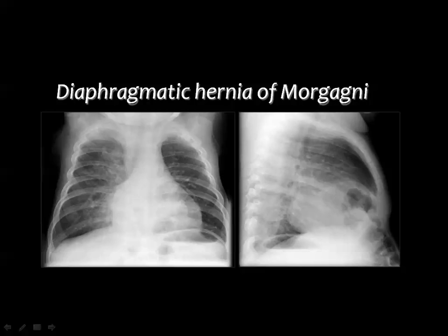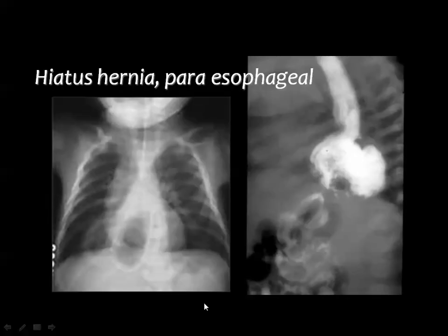Then here you can see in the lateral view that there are bowel loops herniating into the anterior part of the mediastinum. The air in the bowel is continuous with the air in the bowel under the diaphragm, and this is the hernia of Morgagni.